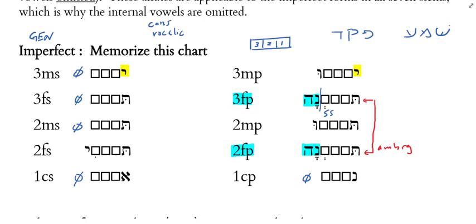Let me switch up my colors now. I have prefix tavs for the next 3 forms on both sides, don't I? And then, for the last one, the bottom one, I have a completely different set of prefixes, the aleph and the nun. So let me ask you, theoretically, how many different letters can function in Hebrew as imperfect prefix consonants?